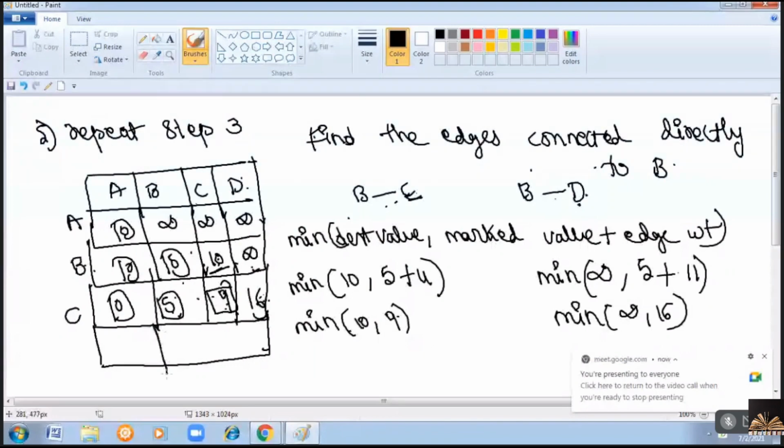Create another row and copy all the marked values 0, 5 and 9. Now you have marked C as permanent. So you have to identify which is connected directly to C. Here we are left with only D. So we will just check whether C is directly connected to D or not. Yes, C is directly connected to D.